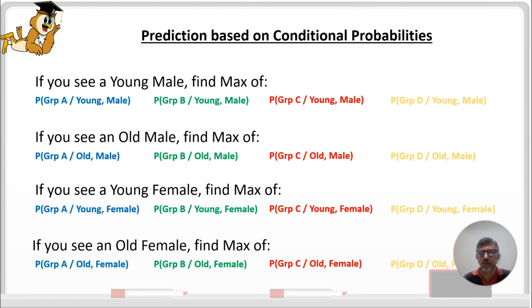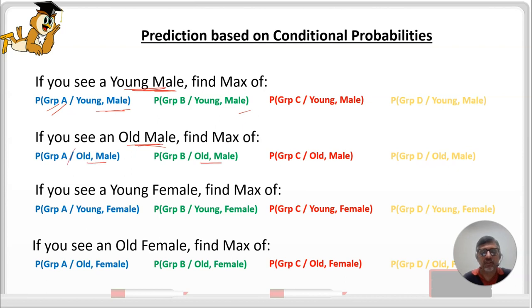Okay, so this is a slightly packed slide, but if you spend a minute on it, you will see what it's about. So if you see a young male, you are going to find the conditional probabilities of 4 groups given young male, okay, and you are going to find the max of these and assign the person to that group, right? If you see an old male, you will find the conditional probabilities given old male.